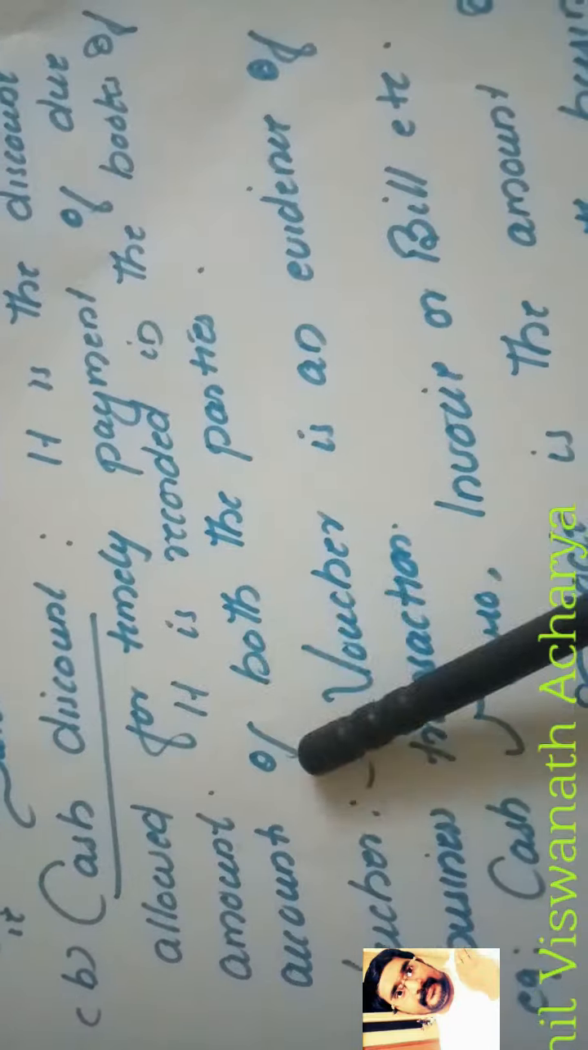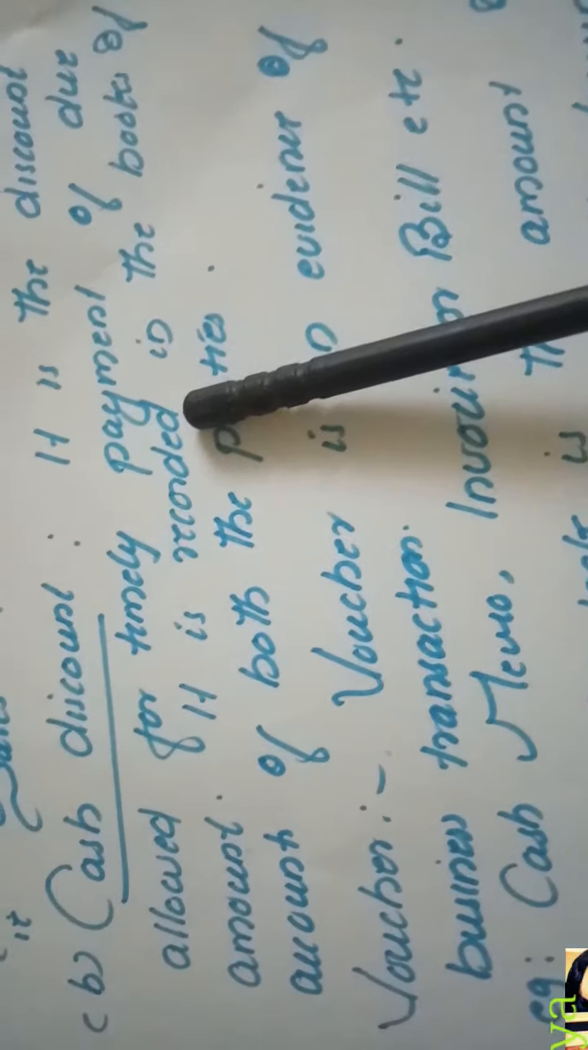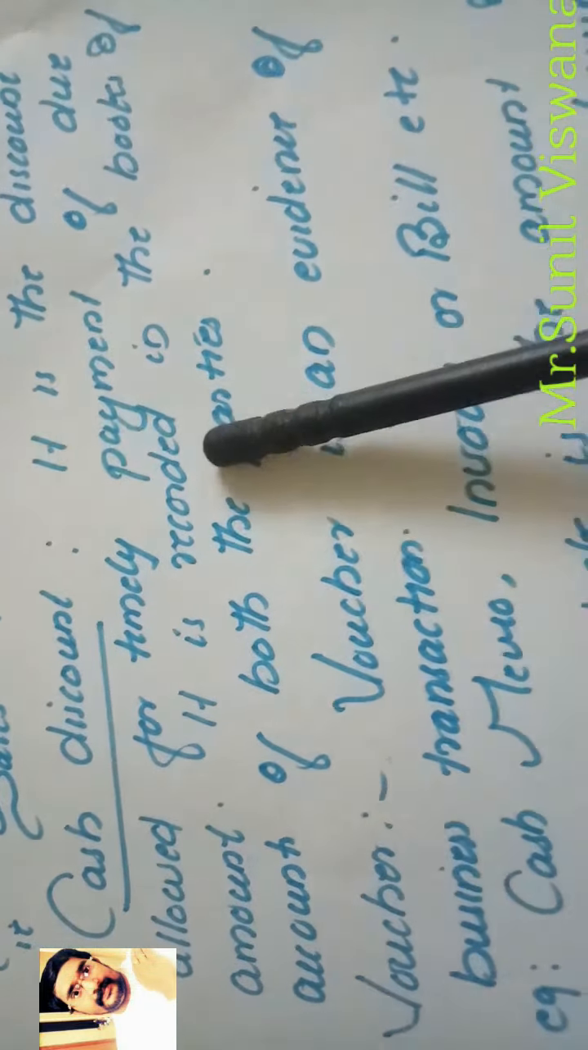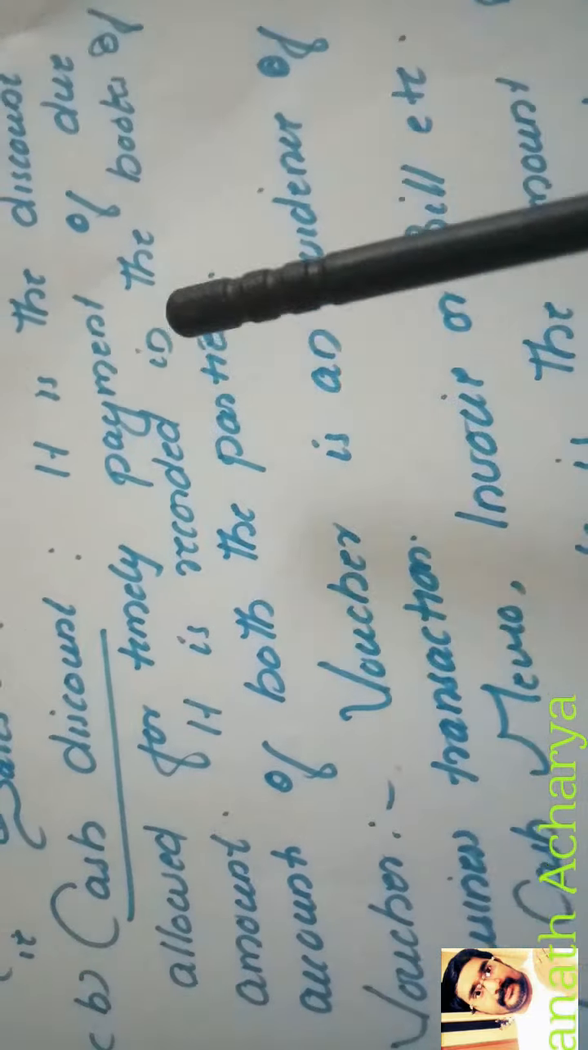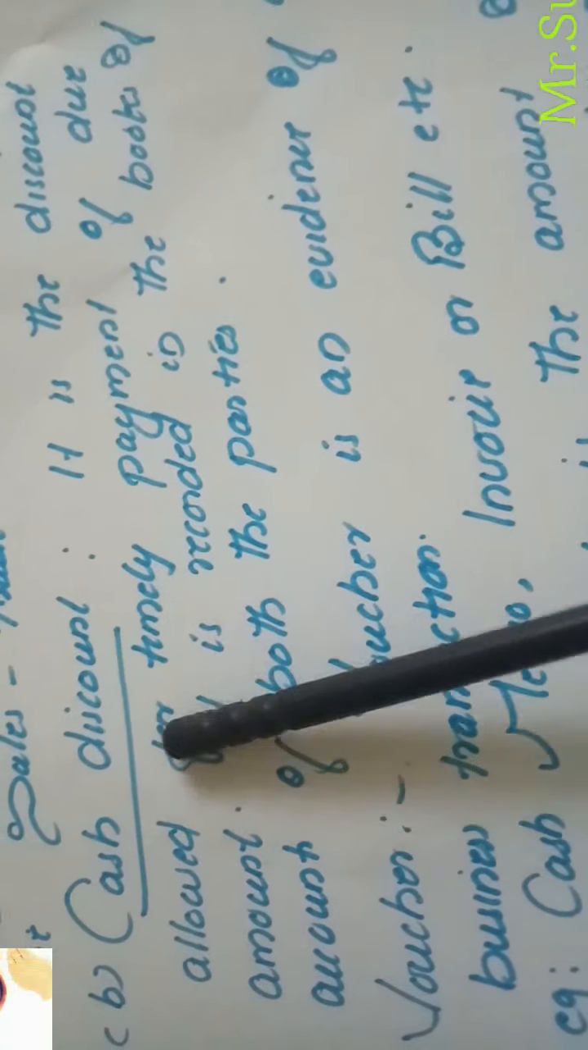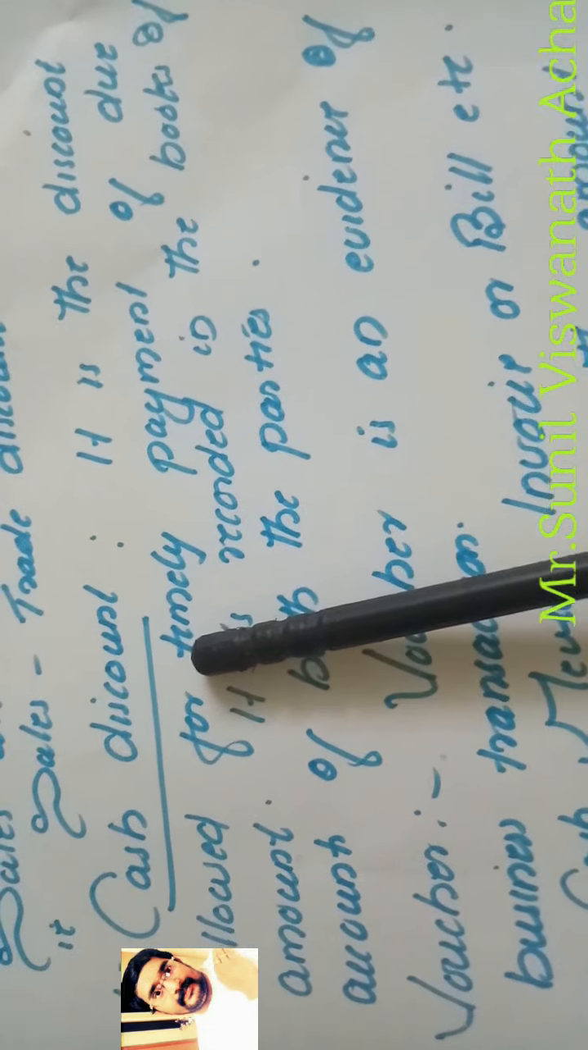It is recorded in the books of accounts of both the parties. A cash discount is compulsorily recorded by both parties, the buyer and the seller. In the books of both buyer and seller, we have to record the cash discount.